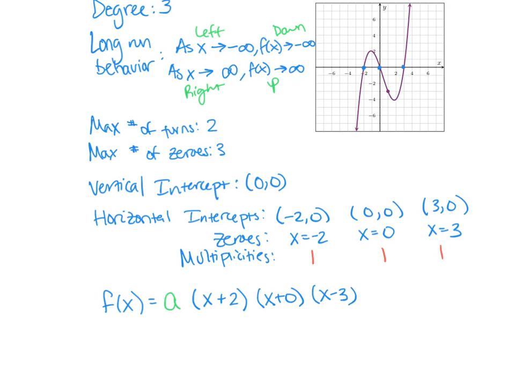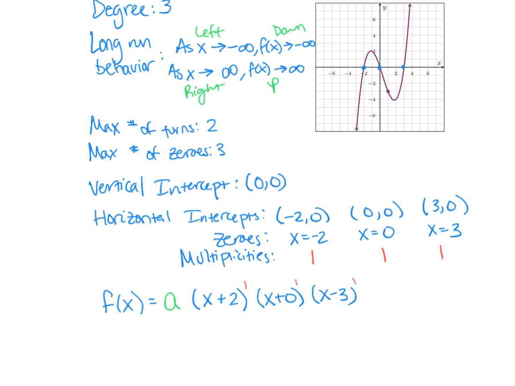Now the way that I got each of these factors was to take my zeros. So for instance, I'd look over here at x is equal to negative 2, and I would add 2 to both sides to get it equal to 0. So that's how we got x plus 2. Here, you can just write this as x or as x plus 0. Here I subtracted 3 on both sides to get x minus 3. And again, each of these has a multiplicity of 1.